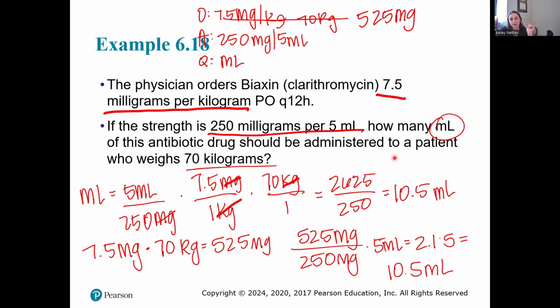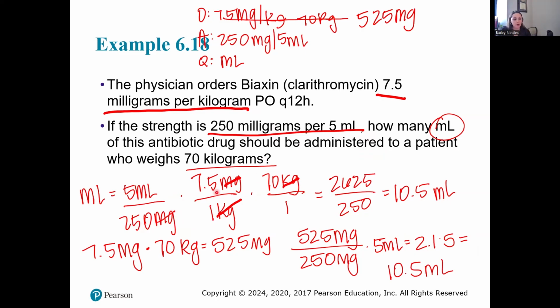Do I have any milliliters? Yes, I do. 5 milliliters over 250. Because they're attached, they can never be separated. Do I have any other milligrams? Yes, I do. 7.5 per kilogram. Once again, they can't be separated. They have to go together.